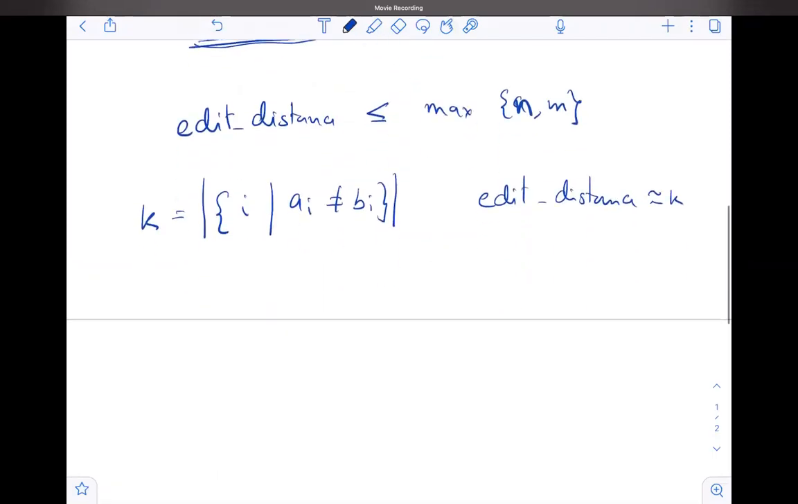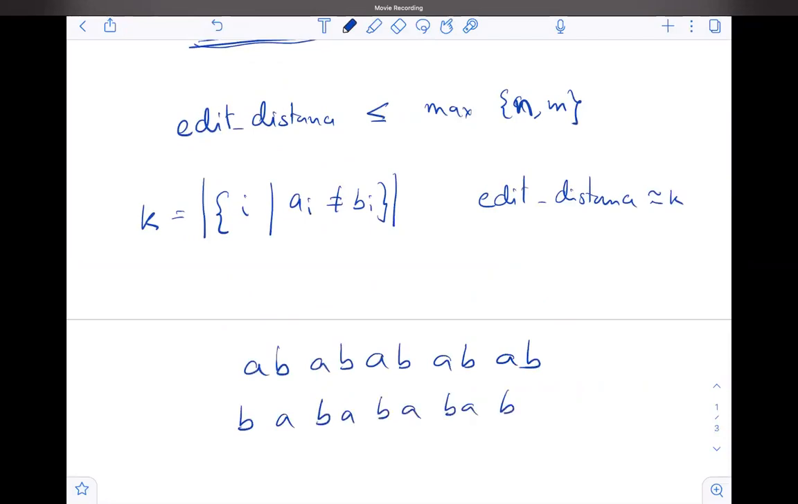Why? I can give you an example, say A, B, A, B, A, B, and B, A, B, A, B, A. These two strings differ in every place, but they are just off by 2 points. The edit distance between these is just 2. Just delete A at the start and add A at the end.